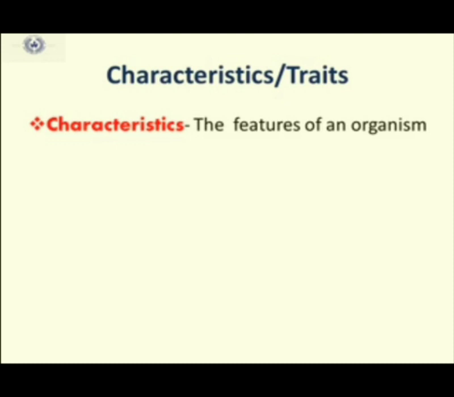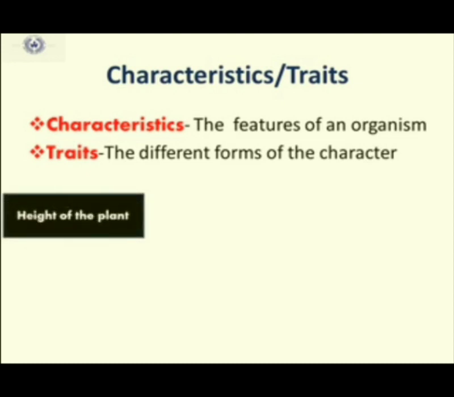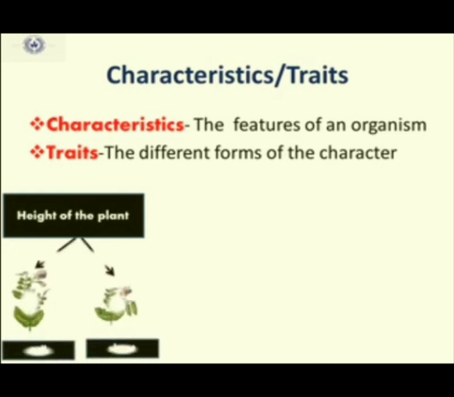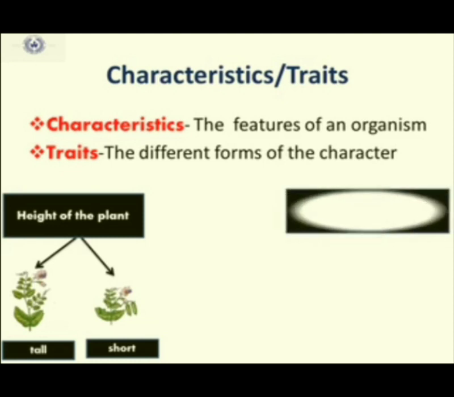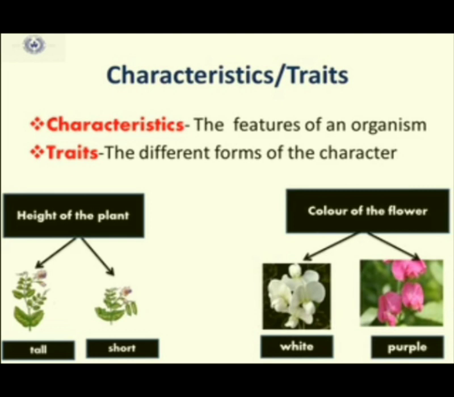Then what are these traits? The traits are the different states of a character. The different forms of a characteristic are termed as traits. For example, if the height of the plant is a characteristic, then the tallness and the dwarfness or the shortness are the two traits. And if we consider the color of the flower as a characteristic in a plant, the purple color, the white color, the red color, or any other color can be the traits.